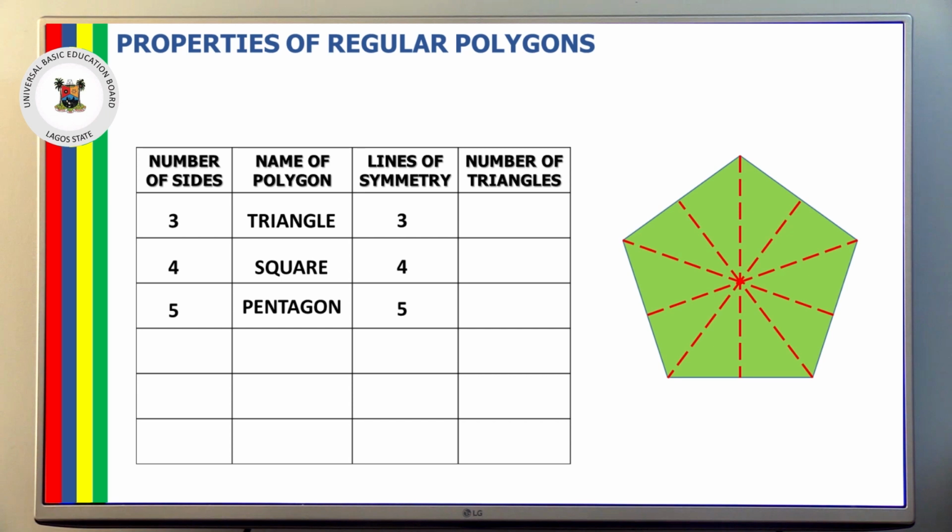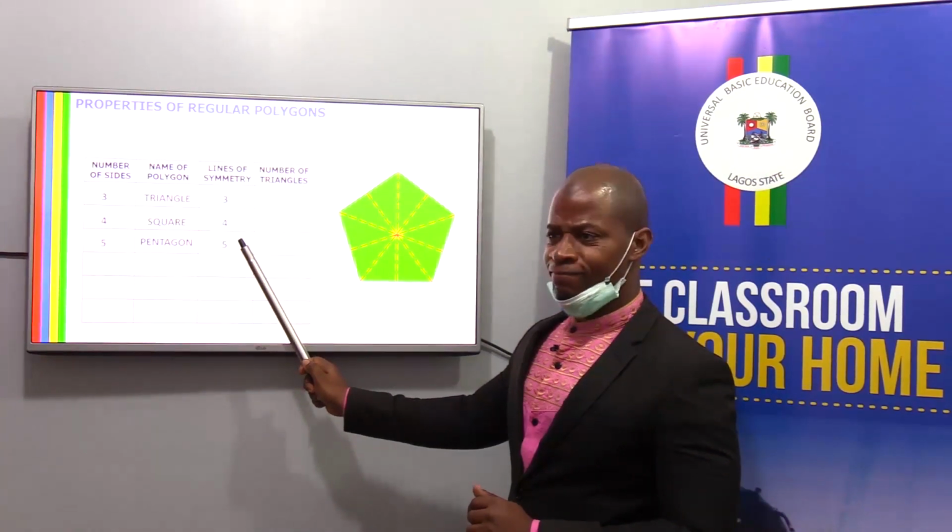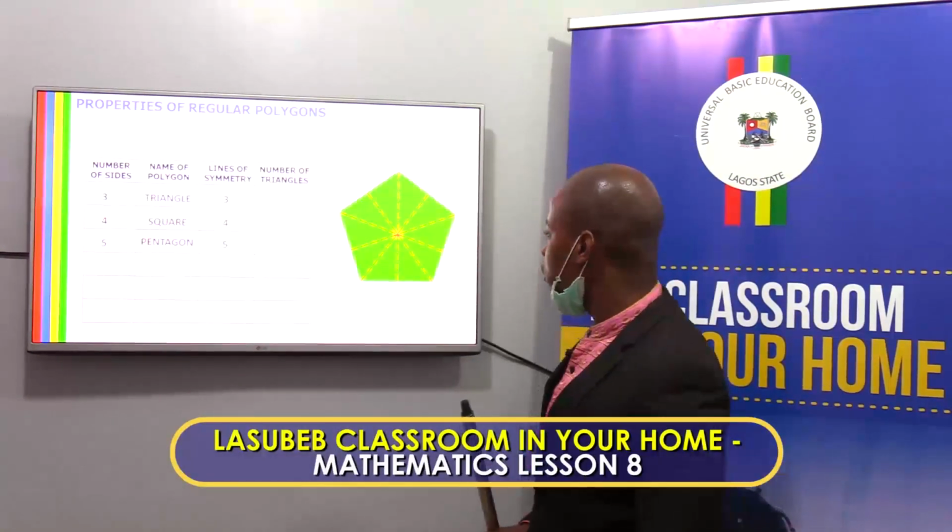Now, a square has 4 sides and 4 lines of symmetry. A pentagon has 5 sides and 5 lines of symmetry. Are you seeing what I'm saying? Let's move on to the next shape.